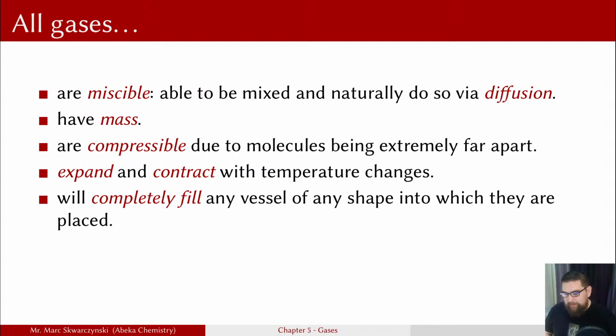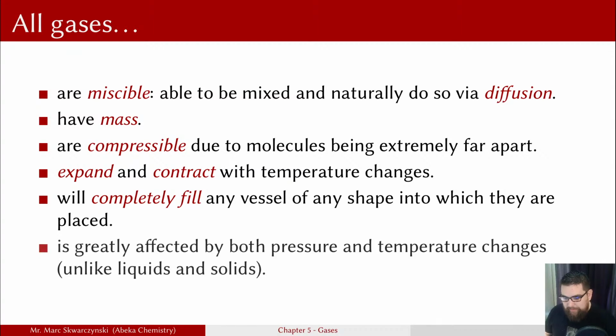Now, solids and liquids expand relatively little as pressure or temperature is increased. However, a gas is greatly affected by both pressure and temperature changes. Again, this is unlike liquids and solids. And so these points here are really what makes gases gases. It's what makes these states of matter themselves.